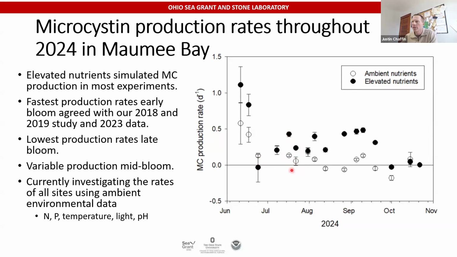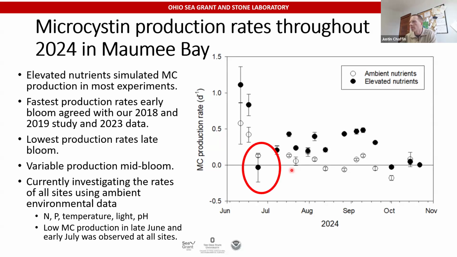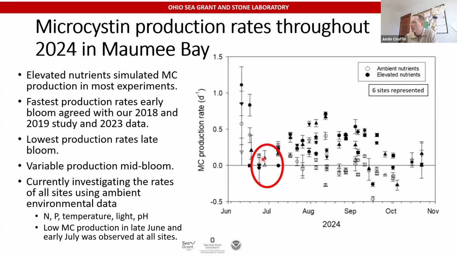Okay. So we're currently investigating a whole suite of environmental parameters, lake data and weather data. I want to point out that we observed low production rates across all our sites in late June. All the different icons up here are the different sites. I don't have them listed out, but you can see the general pattern of higher production rates in mid-June, dropping to low production rates in early July, and then variable and decreasing again.